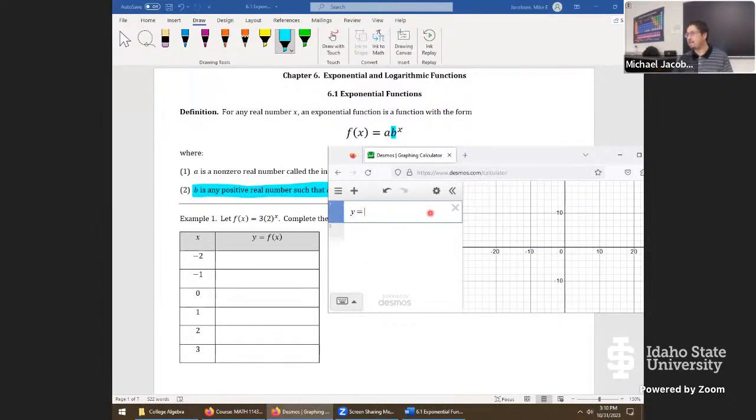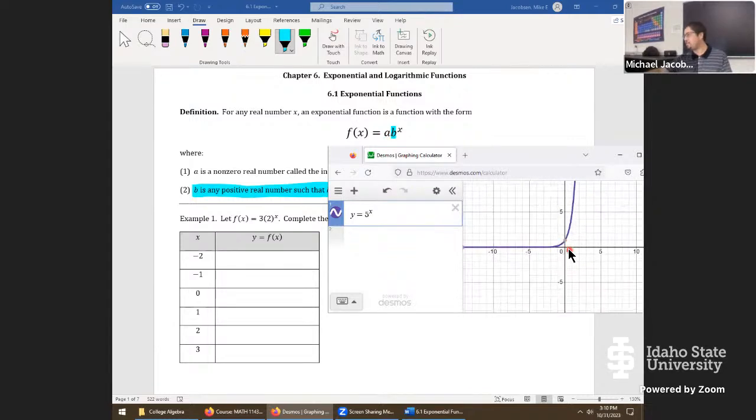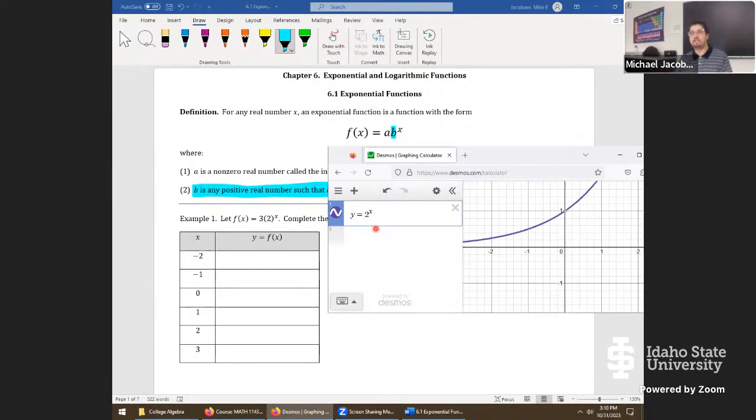So let's make it be y equals 5 to the power of x. So my a is 1 now. My base b is a 5. And that's about what the graph would look like. So if I put in a 2 to the power of x, it's still exponential, 3 to the power of x. Notice they all cross right here, no matter which one I put in.